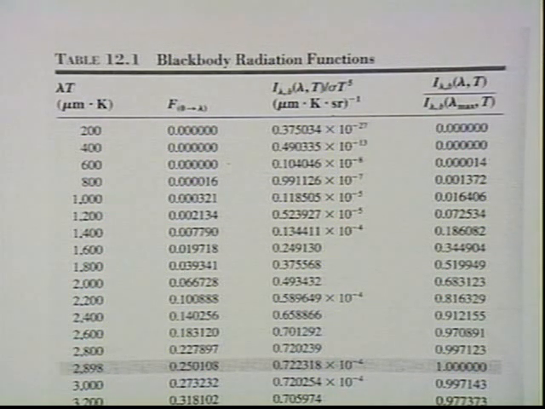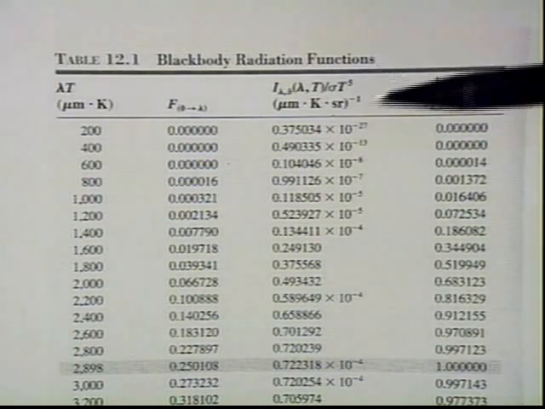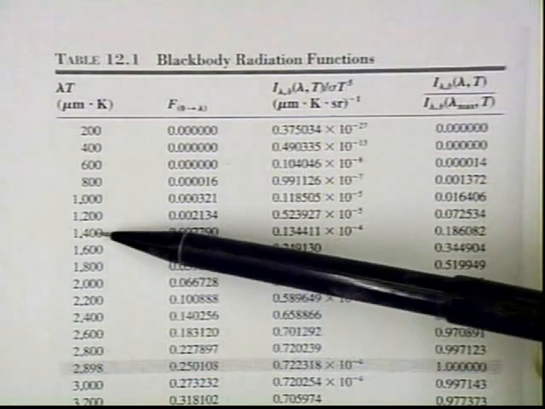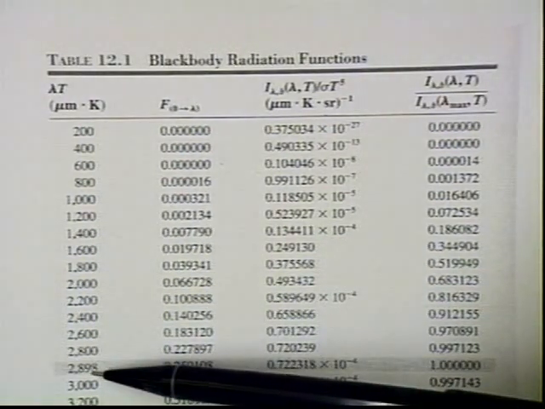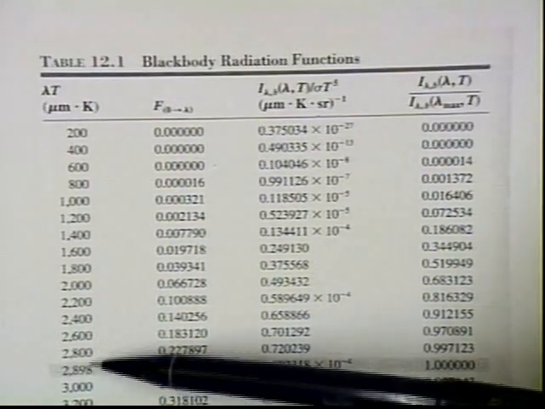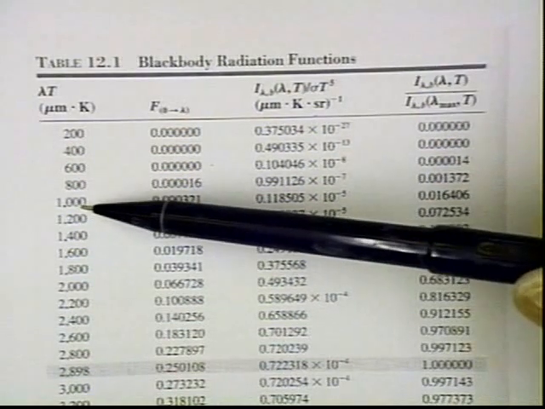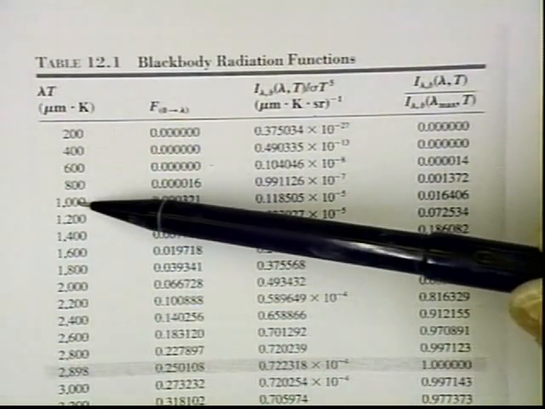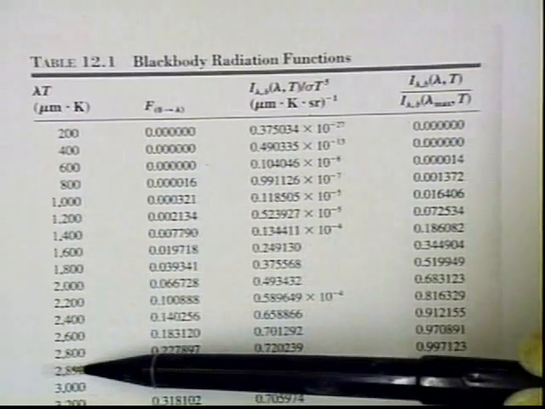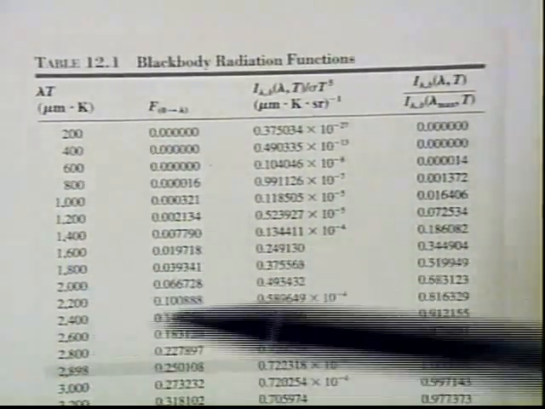Okay, we can also find the fraction. Let's say we wanted to know the fraction between here and here, say lambda T of 1400 and 2898. Well, what we can do is just find that value, subtract the two, and that gives us the band from whatever that lambda T is to that one.